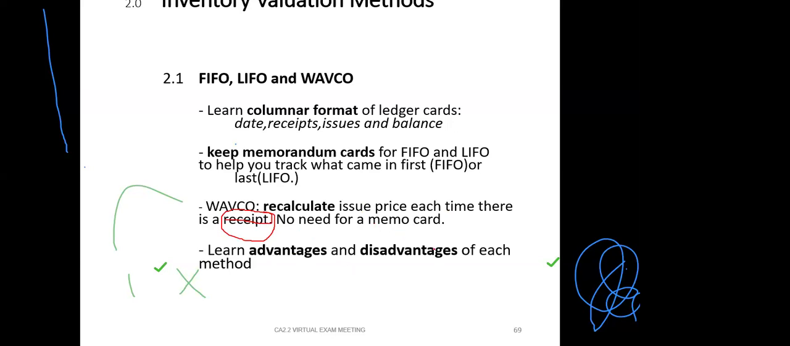Then also learn the advantages and disadvantages of each method. Then it's like you have completed the topic, such that whatever comes, you deal with it. If you just deal with calculations, you don't know advantages, disadvantages. Once these are examined, you lose marks. So also learn the advantages and disadvantages of each method.